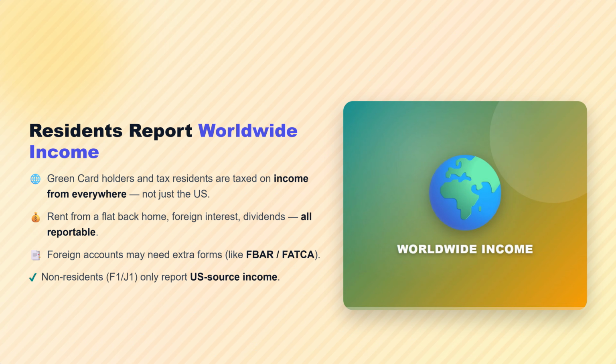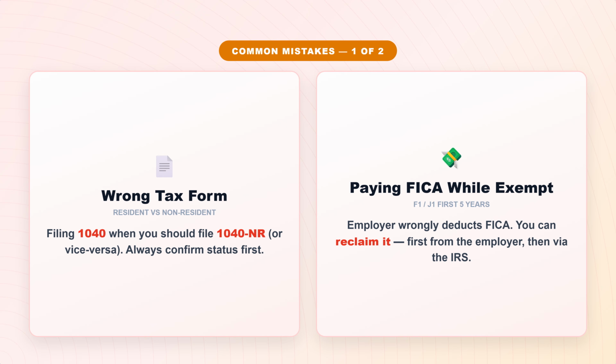A reminder about worldwide income, because it is so important. Green card holders and tax residents are taxed on income from everywhere, not just the U.S. Rent from a flat back home, foreign interest, foreign dividends. All of it is reportable. Foreign accounts may also need extra forms, like the FBAR or FATCA reporting. Non-residents, however, like F1 and J1 students, only report their U.S. source income.